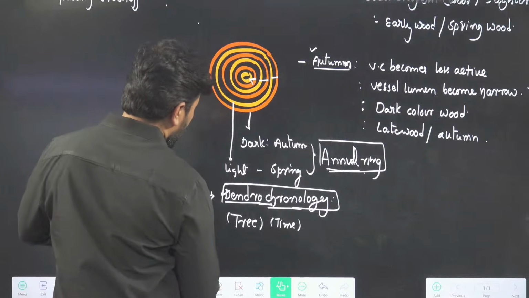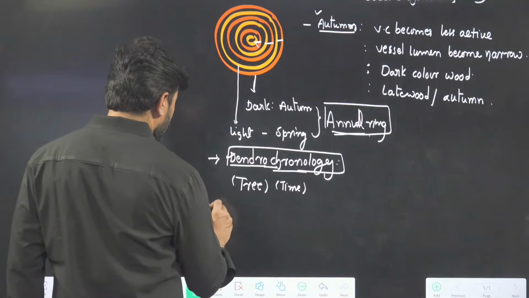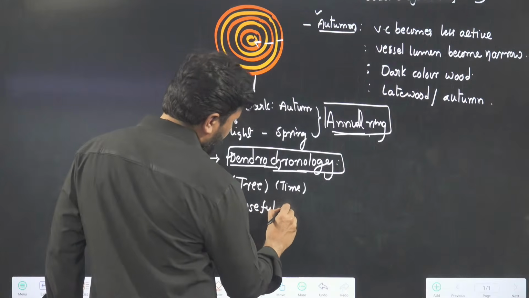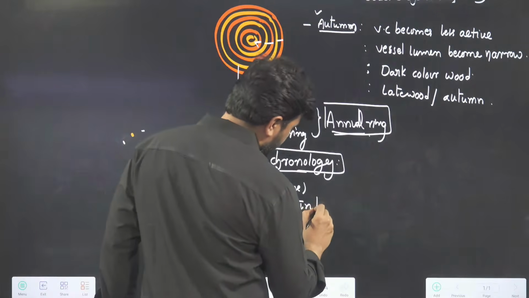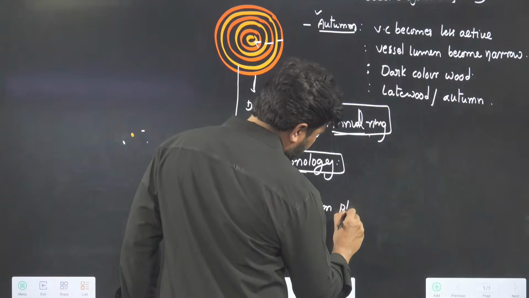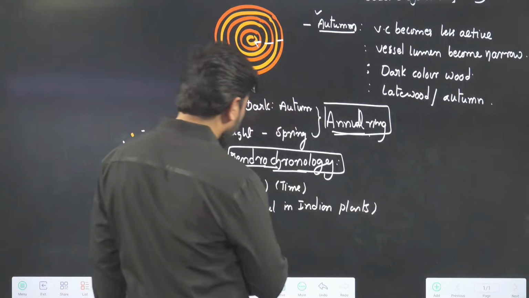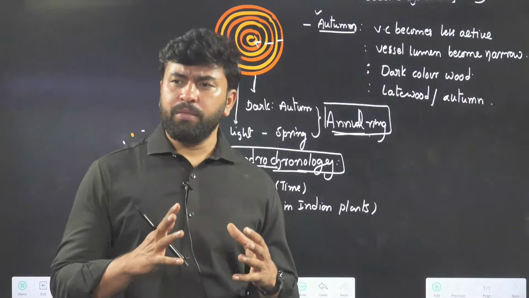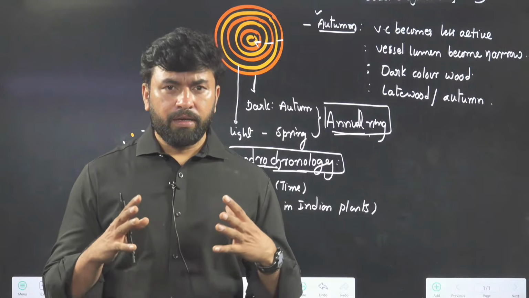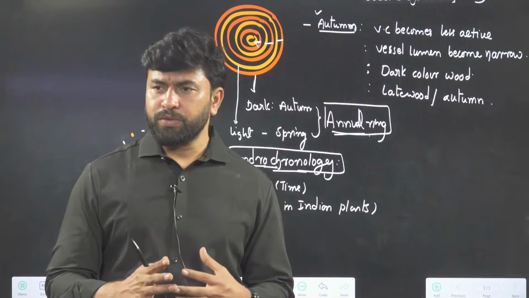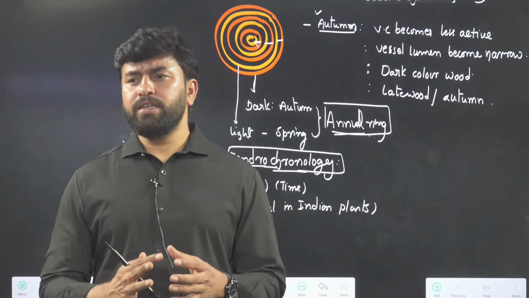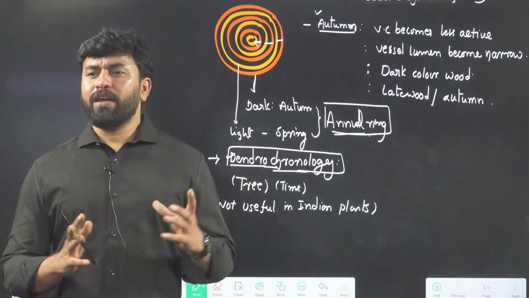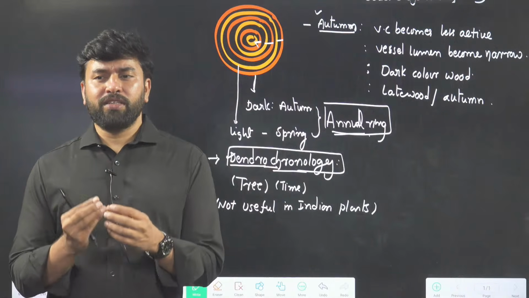That's why dendrochronology is not useful in Indian plants. In India, this will not work out. But in our India, some places, like the Himalayan jungles, and also in Jammu and Kashmir, some places where snowfall is possible, there this dendrochronology may work out. But in especially South Indian climatic conditions, dendrochronology is not going to work.